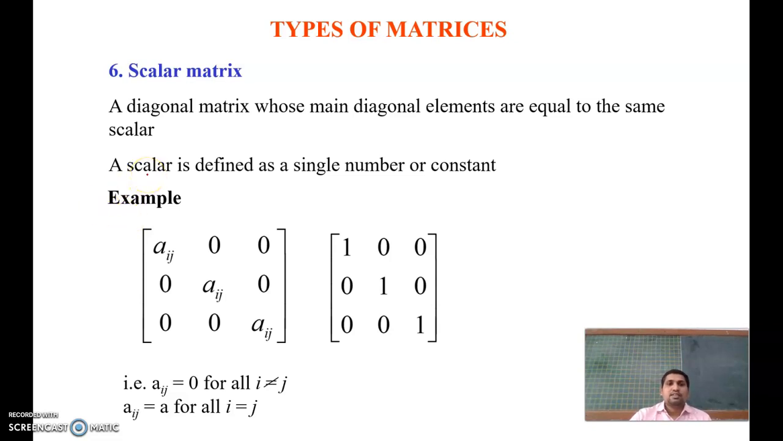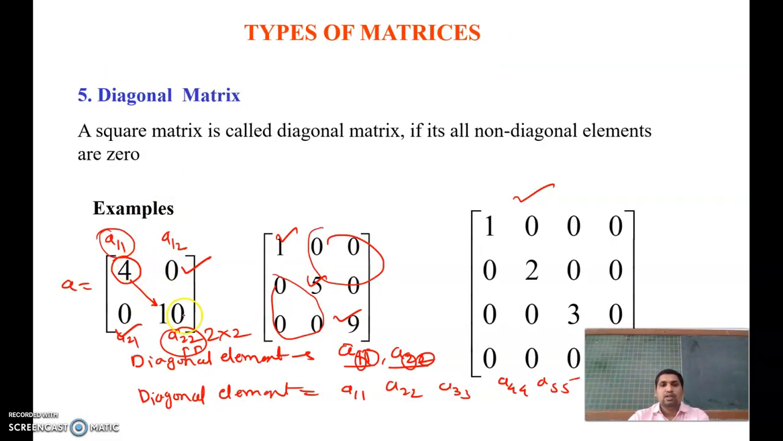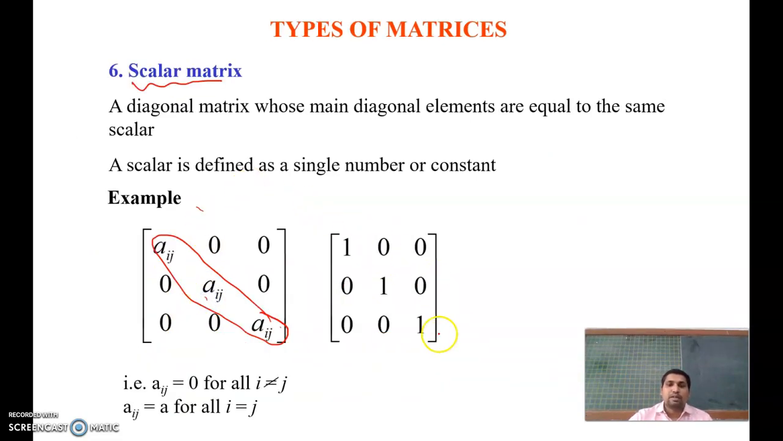A scalar matrix is a diagonal matrix whose main diagonal elements are equal to the same scalar. Means a scalar matrix is a diagonal matrix whose diagonal elements are the same. In a diagonal matrix, your diagonal elements are not the same every time. But in a scalar matrix, your diagonal elements should be the same, and non-diagonal elements are 0. So again, to repeat, in a scalar matrix the diagonal elements should be the same and non-diagonal elements are 0. That is called a scalar matrix.